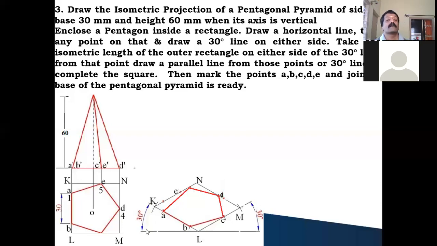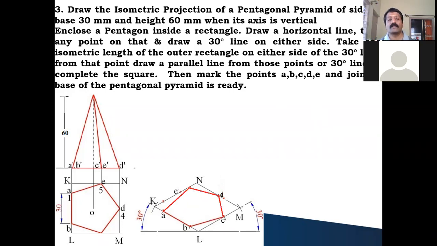So after this, D, either from M to D or N to D, is exactly at the midpoint. You take any one of these distances, convert that into isometric scale. From N or M, you cut this. So you will be getting A, B, C, D, E, 5 points. Now you can join these 5 points A, B, C, D, and E. So this is the base of your pyramid, that is the pentagon pyramid.